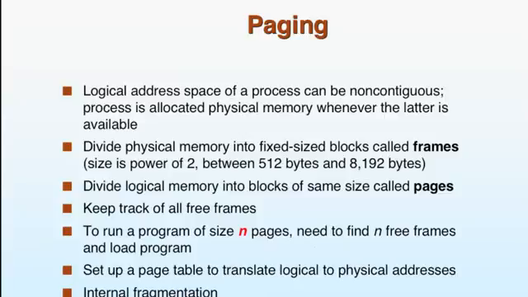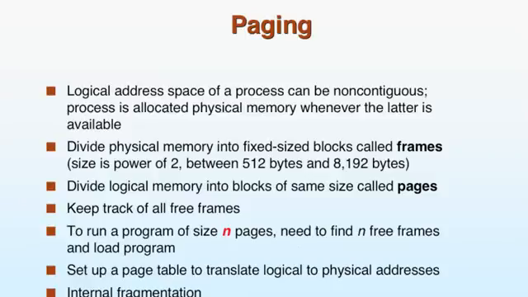allocate them to pages, and then allocate the process as pages instead of contiguous memory. So paging solves the problem of the contiguous configuration and creates a better abstraction of the memory. And pages are nothing more than an operating system abstraction. So the logical address space of a process can be non-contiguous in paging, and the process is allocated physical memory whenever it is available.